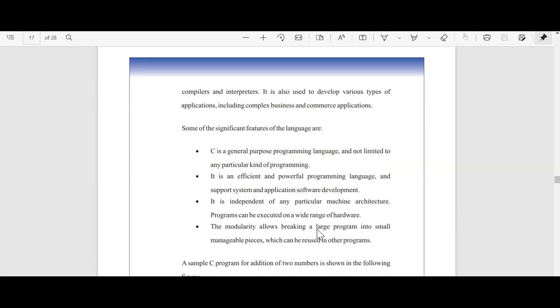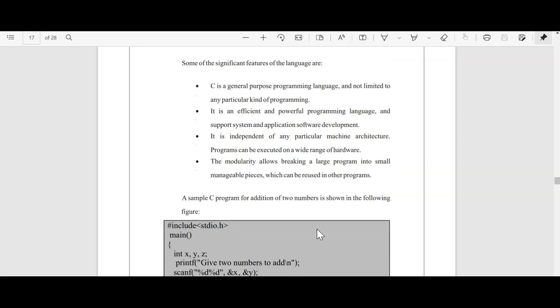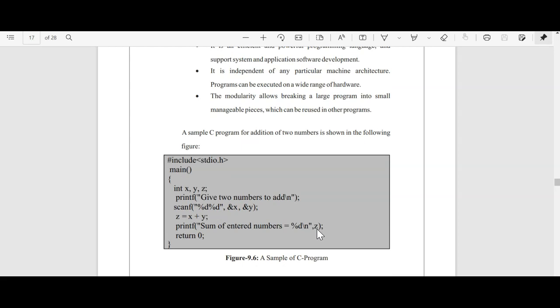So what are the features of the C language? It is a general purpose programming language, which is why it is very popular. It is not oriented only to business. It can be applied anywhere: in business, in education, by students, and on the high end, on the hardware side as well. It is very efficient and very powerful. It is independent and does not depend on the machine architecture, so it can work on any computer. It is also modular: we can break the program into smaller, manageable pieces, which makes it very easy to understand.